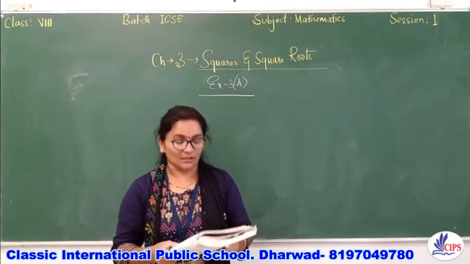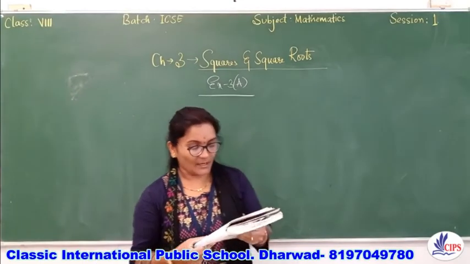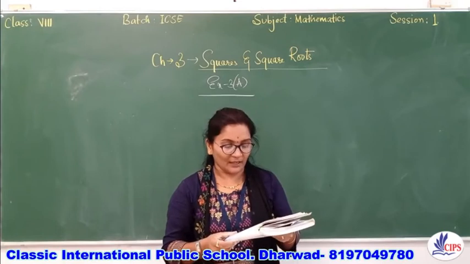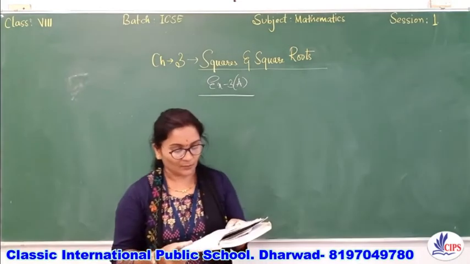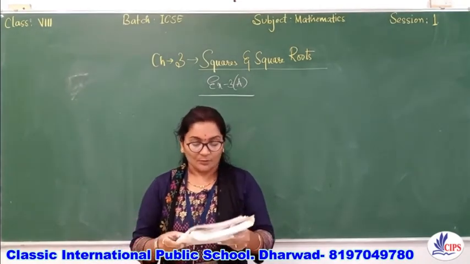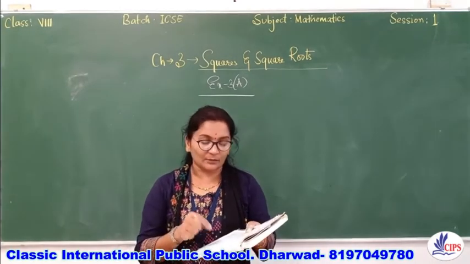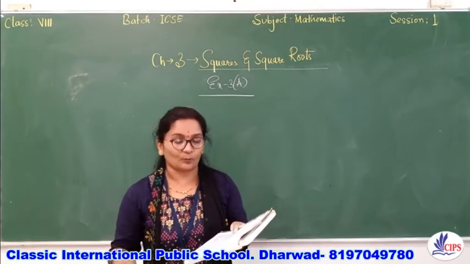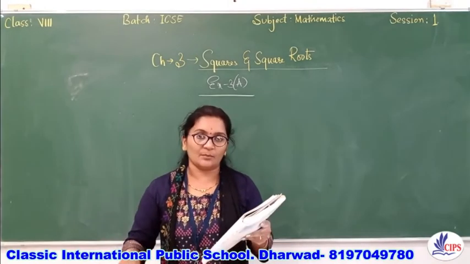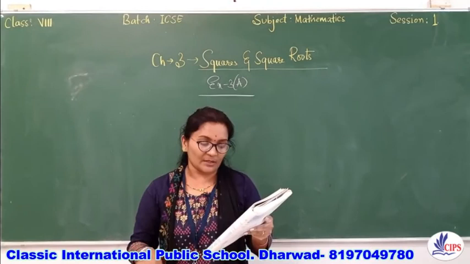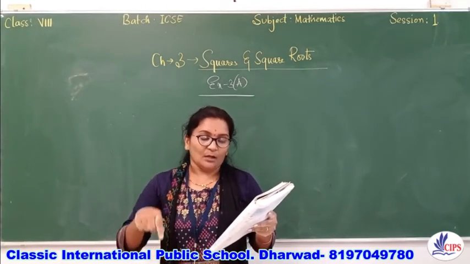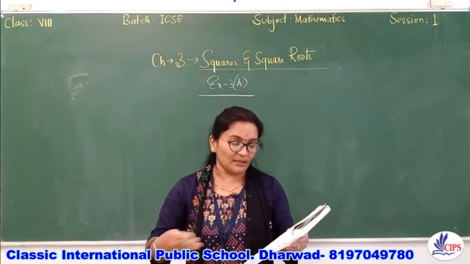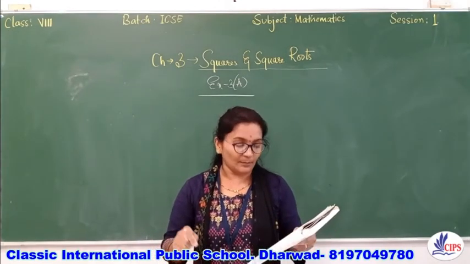So let's begin our third sum. In the third sum we have to find the smallest number by which 2592 must be multiplied so that the product is a perfect square. So by this statement we come to know that 2592 is not a square number because it ends with 2. Perfect square numbers never end with 2. So this number is not a square number. So we have to factorize this number and check what number has to be multiplied to make it a perfect square.